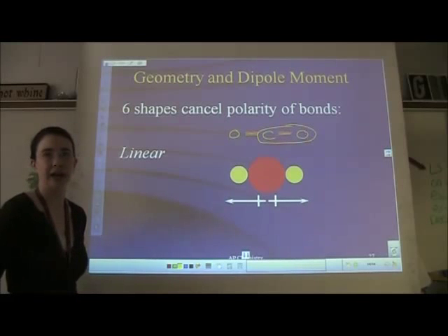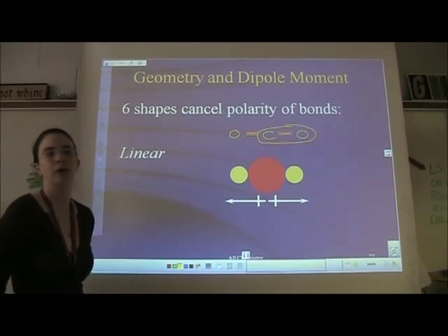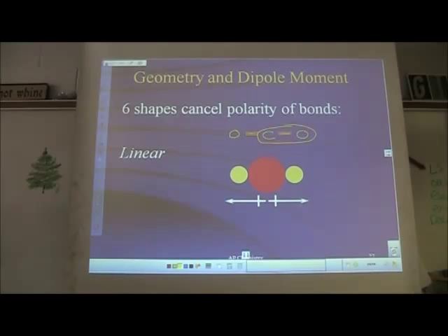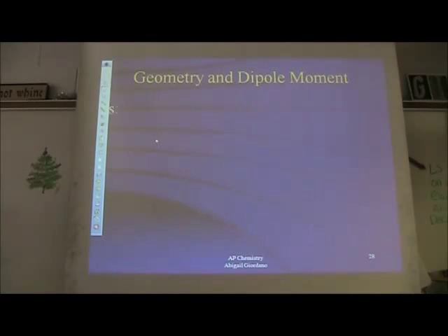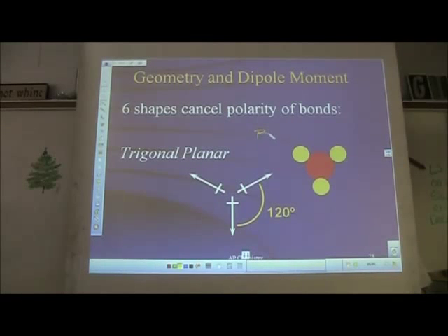Okay? I'll say it again. Remember, lingo is important here. Although this molecule contains polar bonds, the linear shape cancels out the polarity of those bonds. You're essentially saying the molecule is symmetrical, but you can't say that. Okay? So linear is a shape that does that. Here's another one. Trigonal planar. Okay? Here's a trigonal planar molecule.